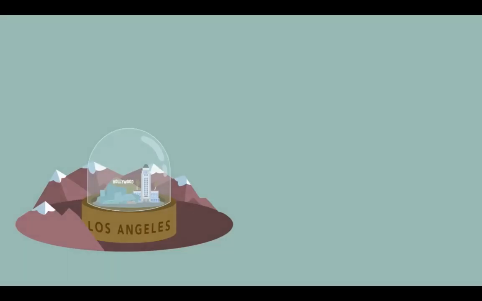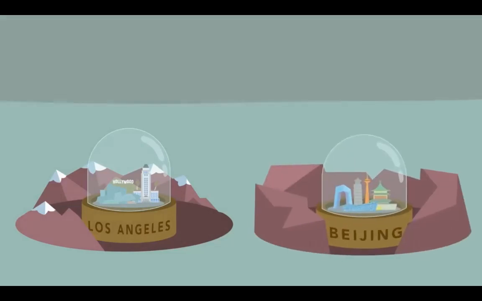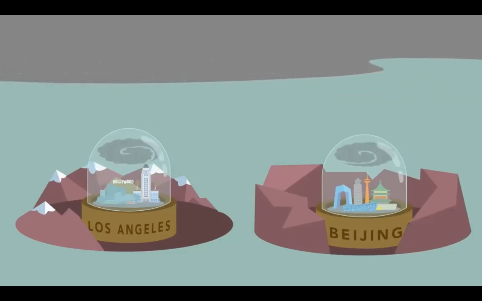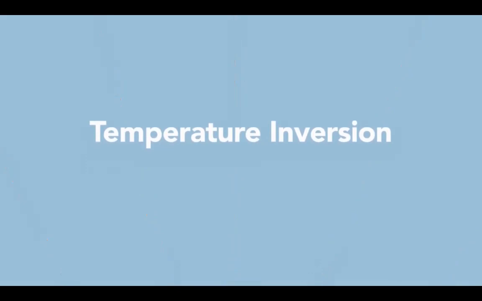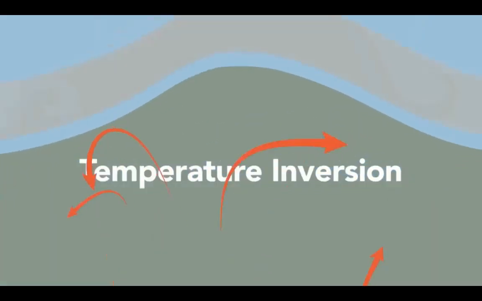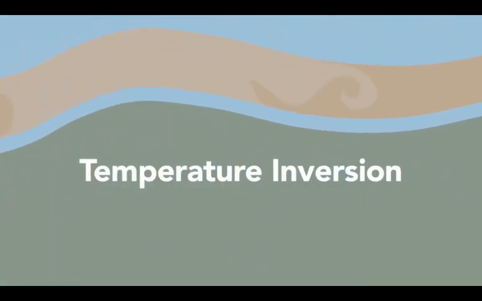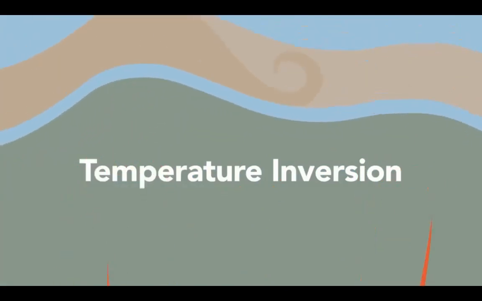Cities surrounded by mountains, like LA, or lying in a basin, like Beijing, are also especially vulnerable to smog, since there's nowhere for it to dissipate. That's also partially due to a phenomenon known as temperature inversion, where instead of warm air continuously rising upward, a pollution-filled layer of air remains trapped near the Earth's surface by a slightly warmer layer above.